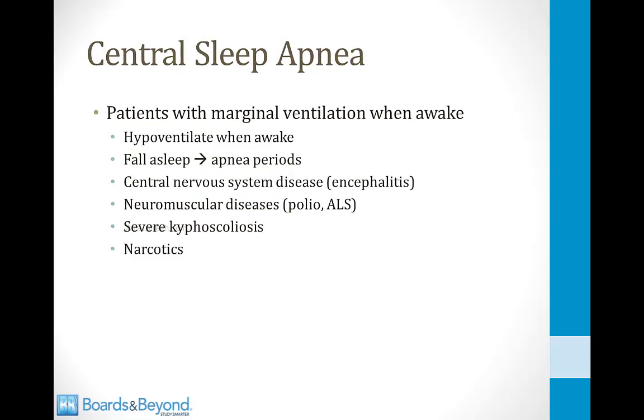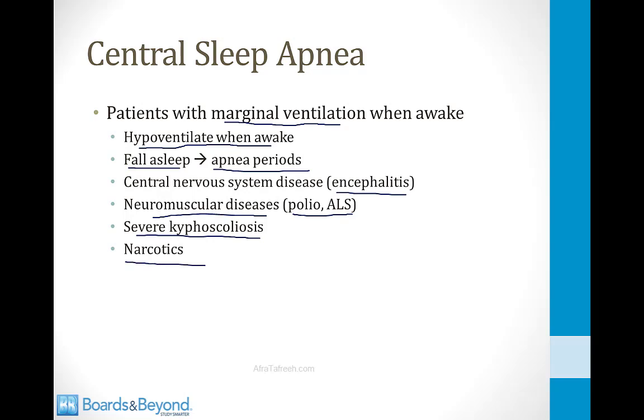Let's talk about central sleep apnea first. One scenario where this occurs is in patients who have marginal ventilation status when they're awake. So these patients are hypoventilating even when they're awake. Then when they fall asleep and their respiratory status declines slightly, which is normal with sleep, they develop periods of apnea. And this can happen to people who have central nervous system disease like encephalitis, where the brain function is depressed, patients with neuromuscular disease like polio or ALS, some patients who have a severe bend in their spine like kyphoscoliosis, and also some patients on heavy dosages of narcotics.